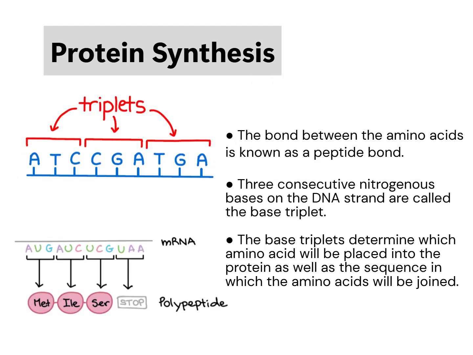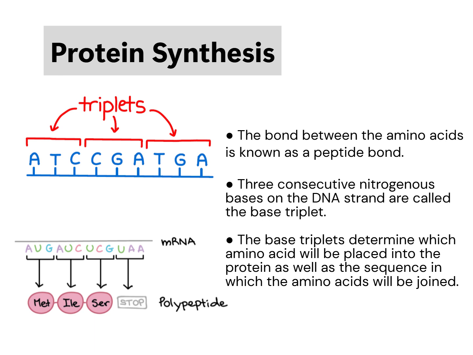Three consecutive nitrogenous bases on a DNA strand is known as a base triplet. Now, if you look to the image on the left, you can see that they have outlined three different base triplets for us. The base triplets determine the amino acid that will be placed into the protein, as well as the sequence in which the amino acids will be joined. Now, these base triplets are important for the synthesis of a polypeptide, as you can see below.